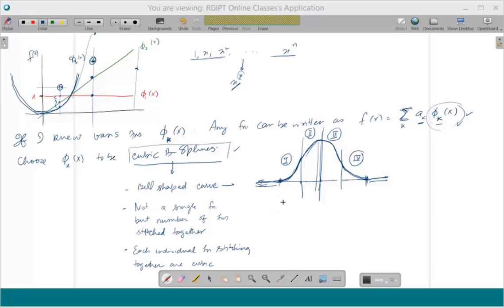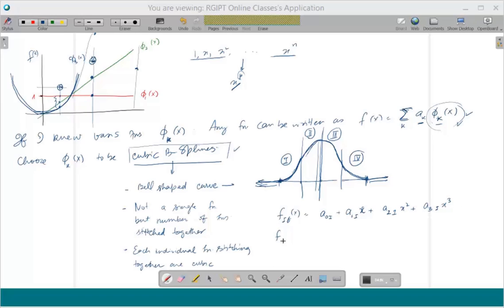So let's call these f1(x), which will have a form like a0 in region 1 plus a1 in region 1 times h plus a2 in region 1 times h square plus a3 in region 1 times h cube. Okay. This is a third order polynomial, a cubic function.